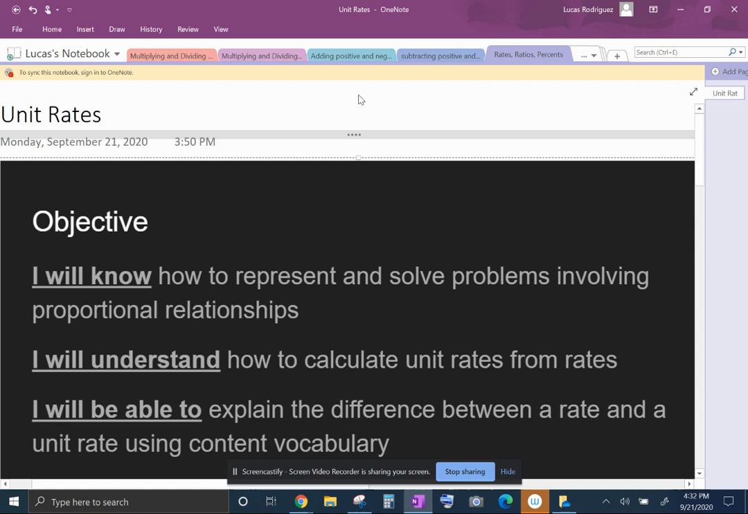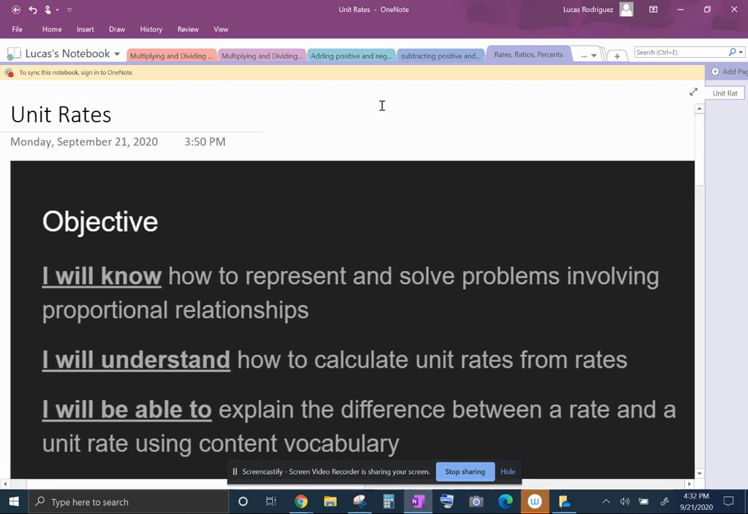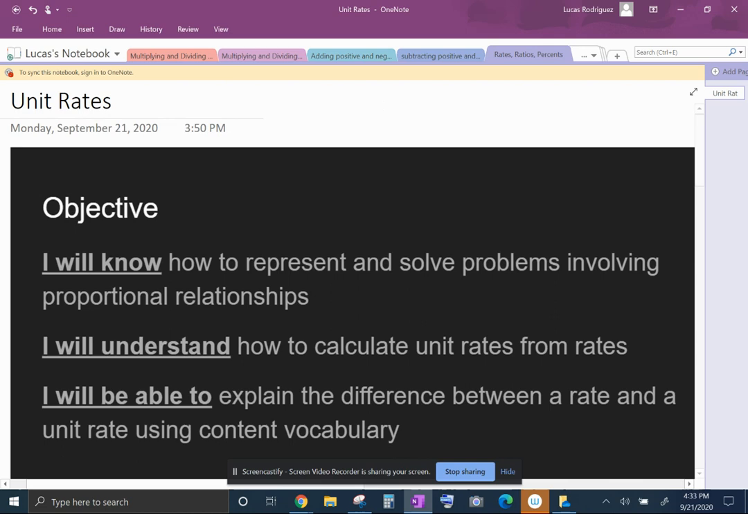And so we'll see a little bit of financial literacy in this unit, and we've also seen unit rates and some rates and ratios in financial literacy. So let's take a look at what we're doing today. Our specific subject for today is called unit rates. So let's read our objectives.